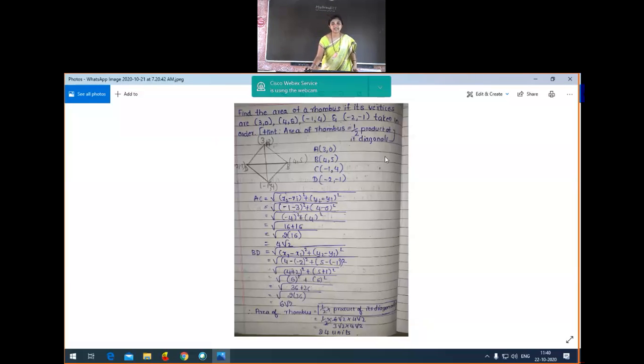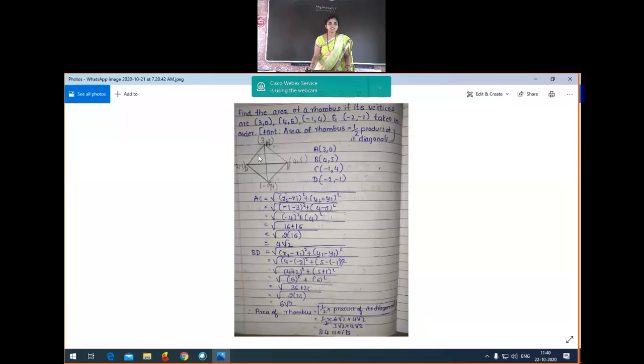Now vertices are given. Which concept actually is this one? Here we have to follow the distance formula. Here we have to find out with the help of the distance formula. The half into product is already ready in the formula. The diagonal measurements d1 and d2 we need. How can we find out the diagonal measurement? With the help of the distance formula.